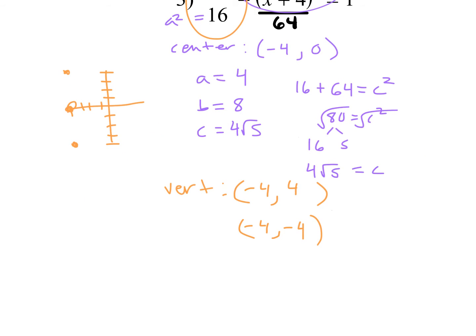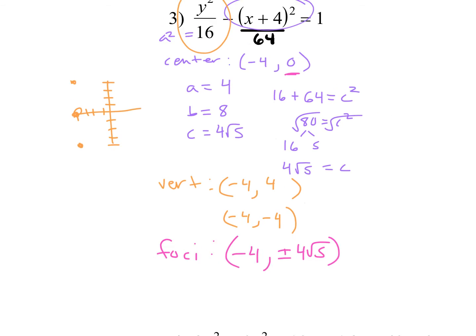And then what are my foci? Perfect. -4. Usually we would say our y plus or minus, but since it's 0, it's just plus or minus 4 square root 5. Perfect. And then lastly, let's find our asymptotes.